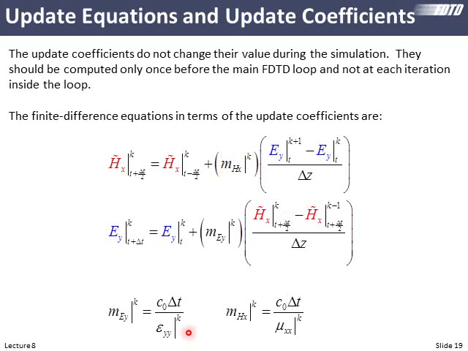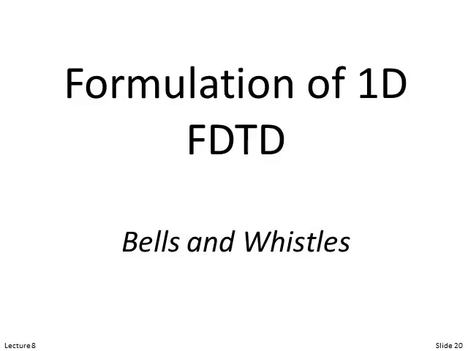And we have a bunch of terms that collect together that we call our update coefficients. These won't change during the simulation, so we don't need to calculate these at every iteration. We'll pre-calculate these and then just use them as update coefficients during our simulation. That covered our basic finite difference time domain engine. Then we added a bunch of bells and whistles to this.